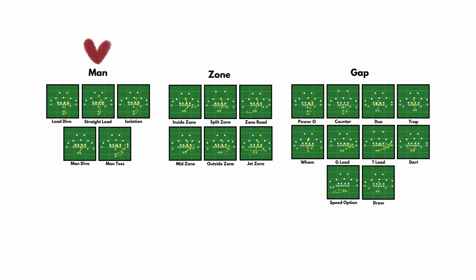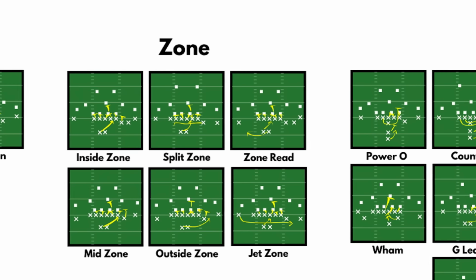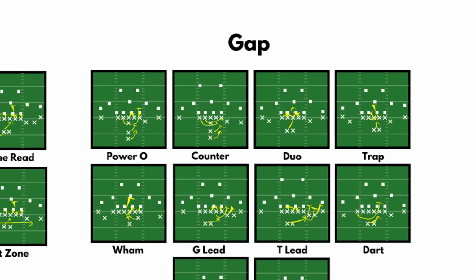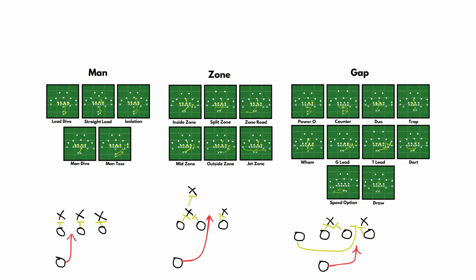Here's how they work. There are man concepts, zone concepts, and gap concepts. What makes them different are the types of blocks linemen make and what the running back must read or decide after receiving the ball. Man concepts block specific defenders, zone concepts block areas and adjust to defenders within them, and gap concepts use predetermined lanes with pulling blockers to create a point of attack.